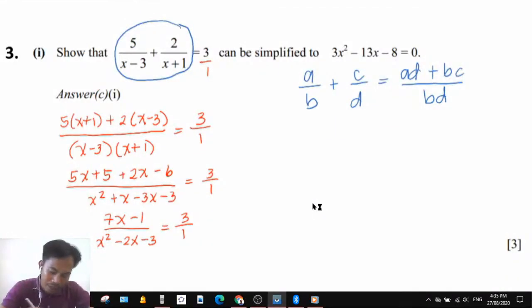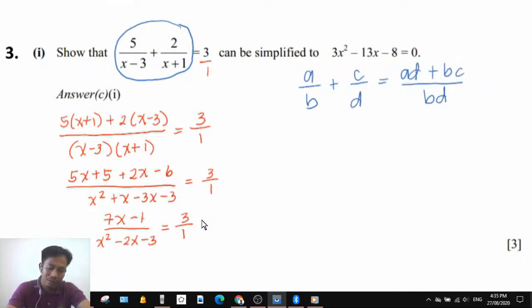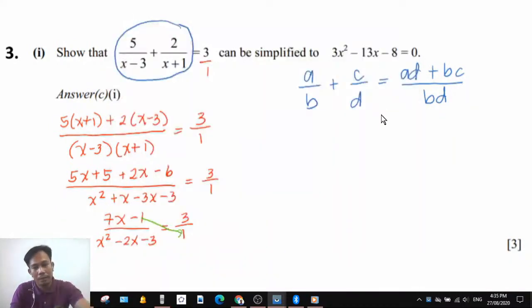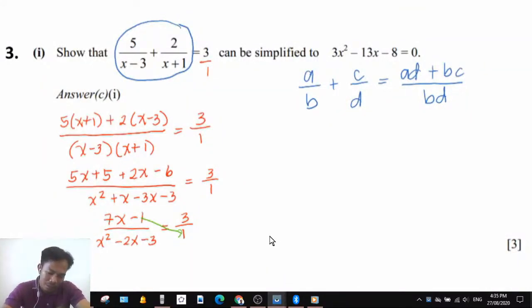Okay, so I have now a single fraction on the left and a single fraction on the right. What do I need to do? I can already cross multiply. You multiply 7x minus 1 to 1 and you multiply x squared there. And then I'll multiply this denominator x squared minus 2x minus 3 to 3.